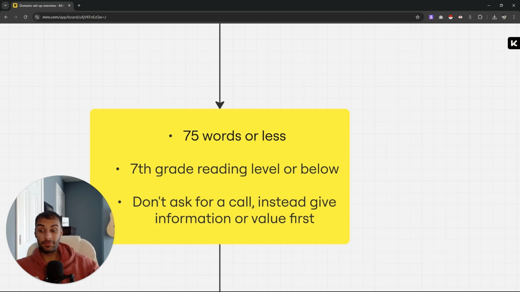You're also going to want to make it very simple. Nobody wants a Harvard-level MLA format essay, right? The average reading level of Americans is about a 7th to 8th grade reading level. So keep it 7th grade reading level or below. It's even better if you go below, like 5th grade or 6th grade. Then, obviously, don't ask for a call in the first email. Instead, give out information or value first.